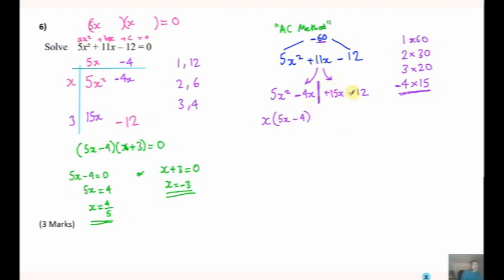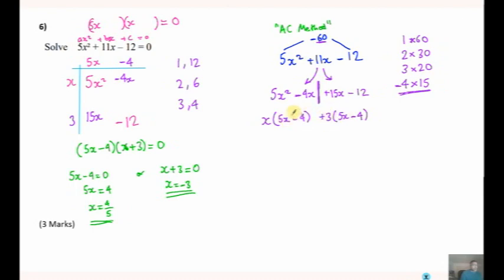Okay, on this side, they're both divisible by 3, so I can take out plus 3. If I divide those both by 3 now, 15x divided by 3 is 5x, minus 12 divided by 3 is minus 4. You'll know you're doing this right if both your brackets are the same. If they're not the same, then you know you've made a mistake somewhere.